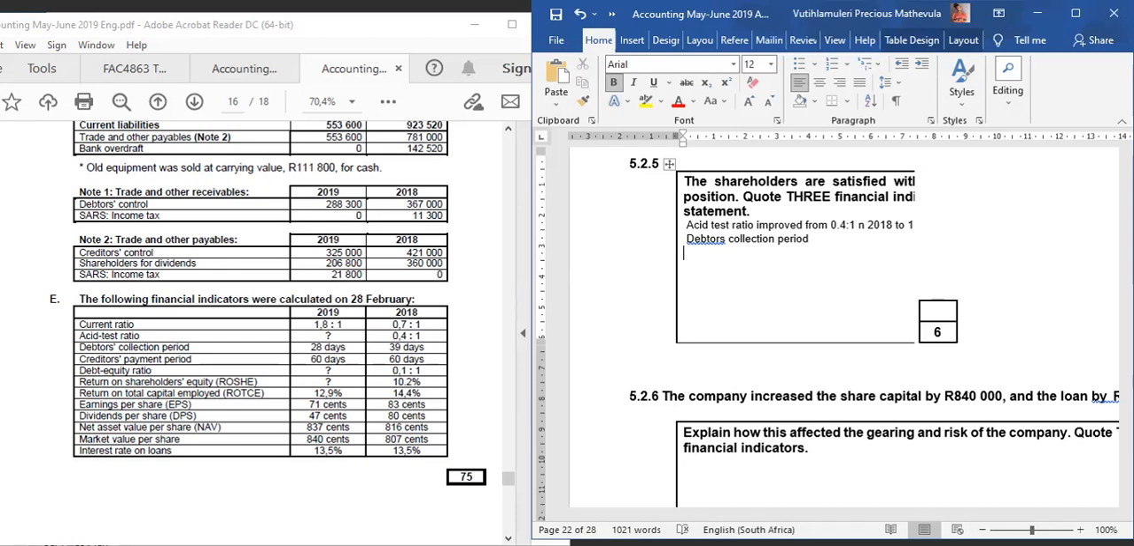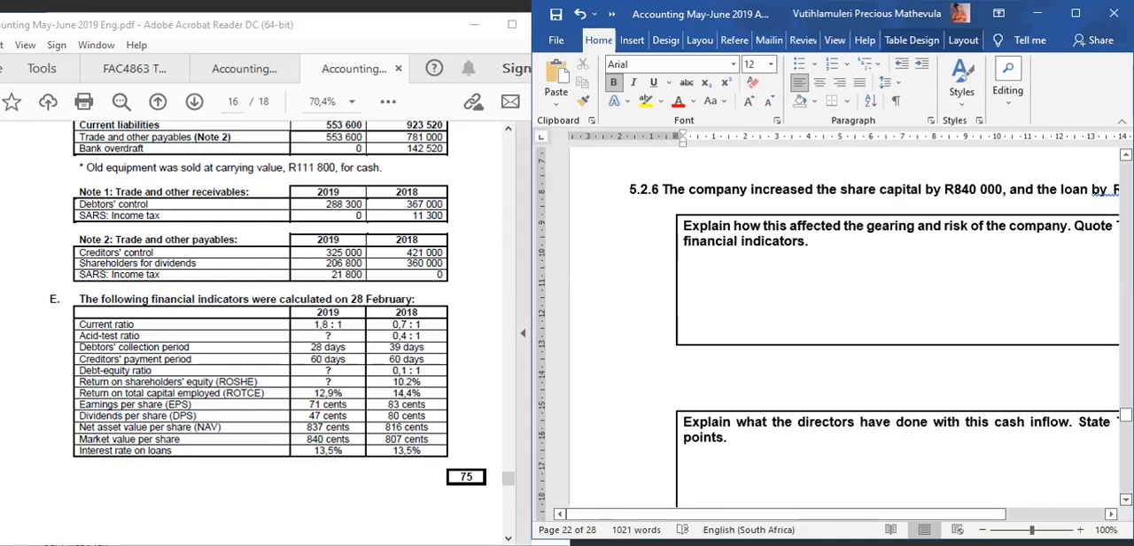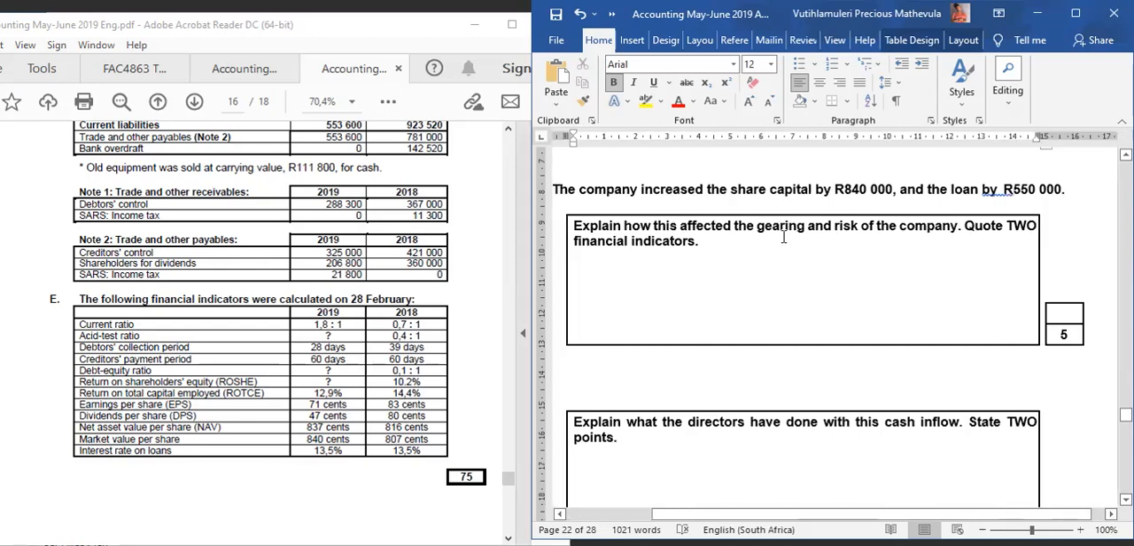That's important. I'll also try to share with you the memorandum so that you can see what they came up with. And then another one is 5.2.6: the company increased the share capital by, explain how this affected the gearing risk of the company, quote 2 financial indicators.